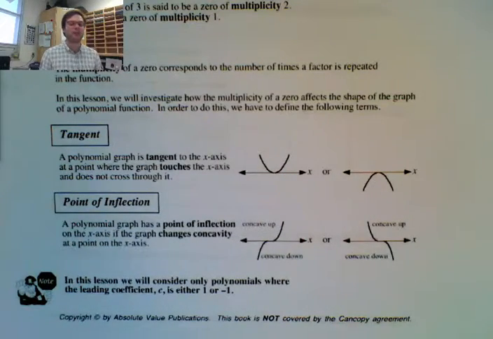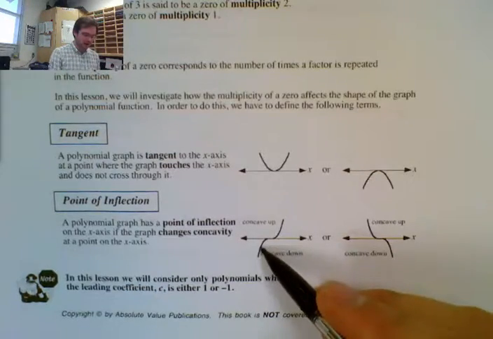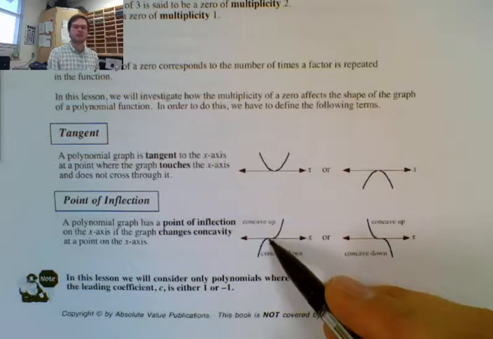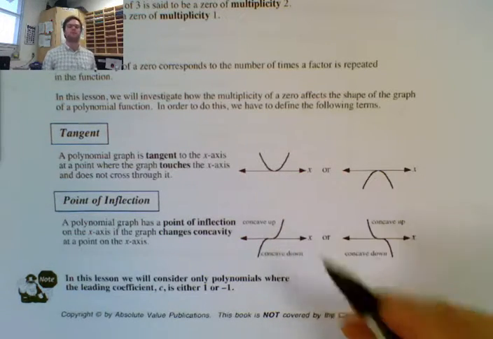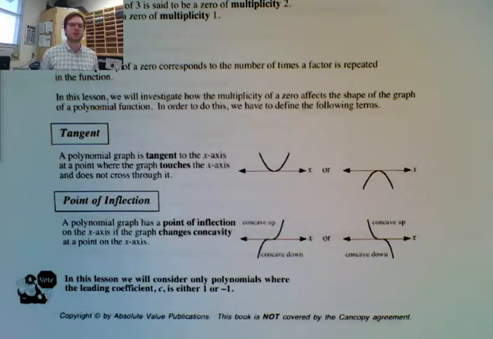We also have multiplicity that could create something called a point of inflection. Now, a point of inflection is where it changes concavity. Another way of looking at it is sneaking up to it. So basically what happens here is the graph sneaks up to the x-axis and then sneaks away. Kind of like this video here.